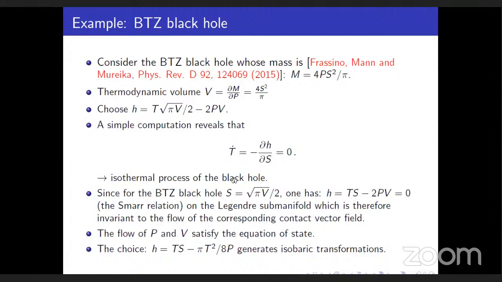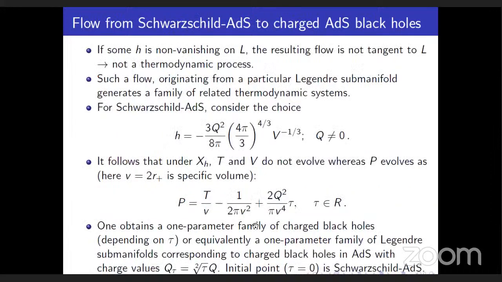So that means the flow, provided an initial point you choose which is an equilibrium state of the black hole, all the subsequent points are equilibrium states, and it's an isothermal transformation. And it's actually simple to check that the P and V evolution equations, the Hamilton's equations for P and V, they satisfy all the thermodynamic quantities. So similarly, you can choose this kind of choice, which can generate isobaric transformations. If you're smart enough, you can choose anything for any system you take, you can find a Hamiltonian.